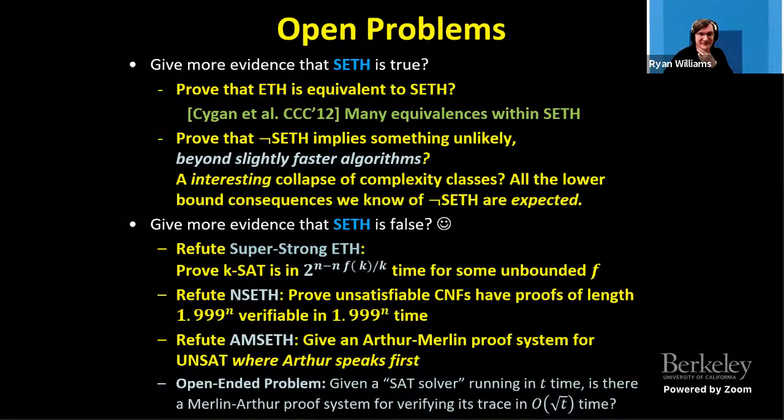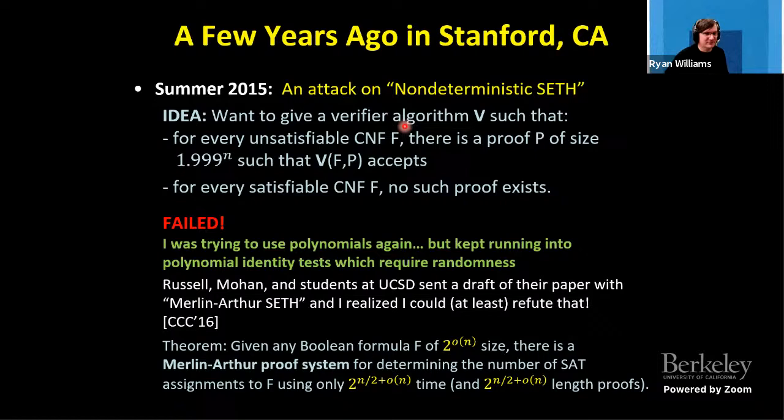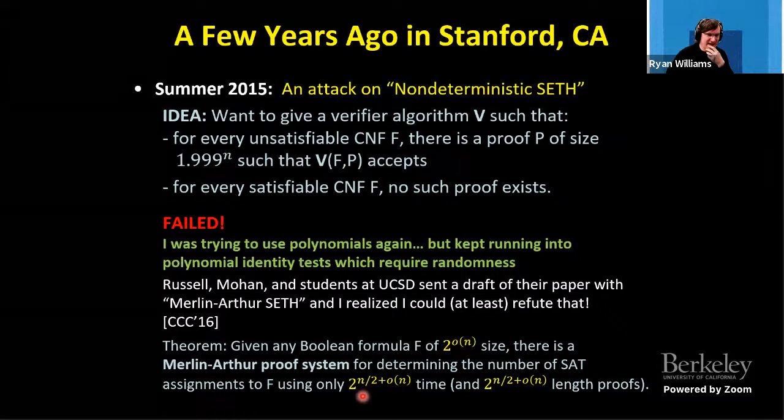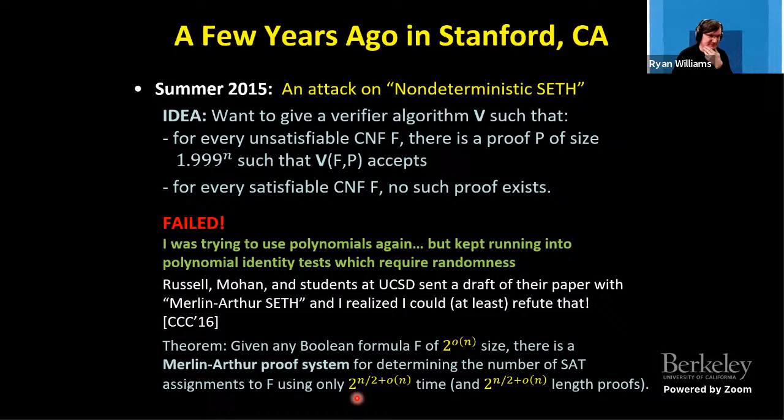All right, does de-randomizing PIT refute NSETH? This is an interesting issue. It turns out that, basically because of the way in which we need to use PIT, it doesn't. Notice we only got a square root improvement over 2 to the n here, right? So we would need some kind of de-randomization that is actually faster than, it's something beyond PIT.